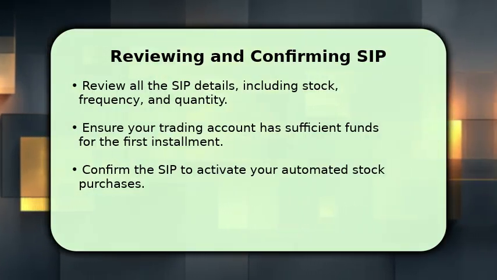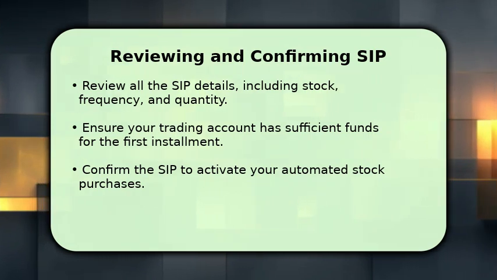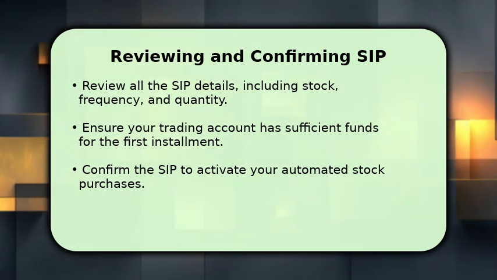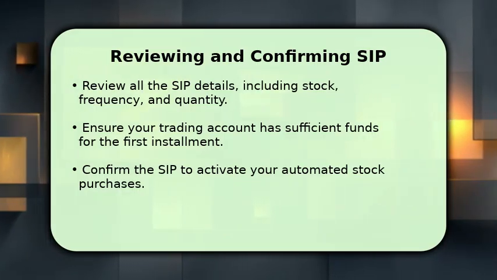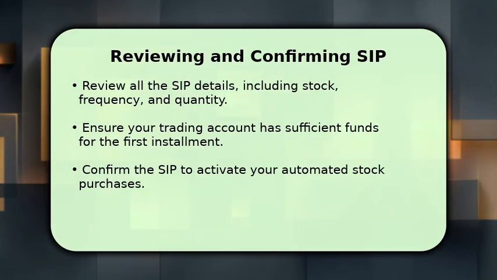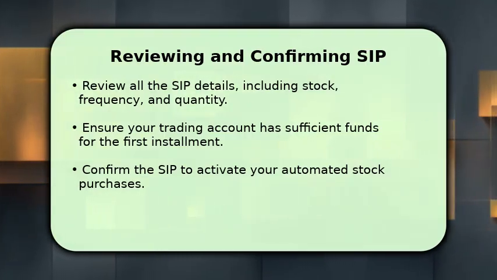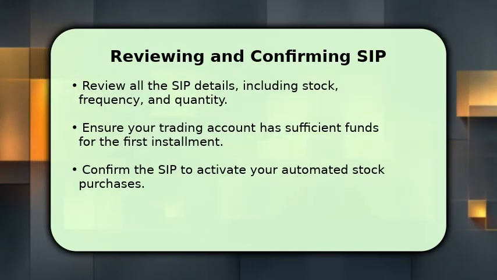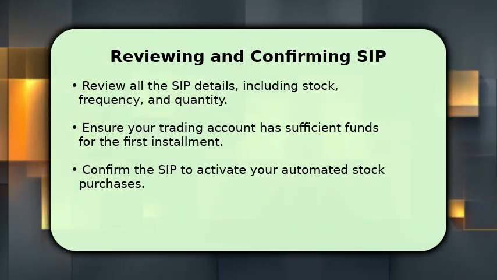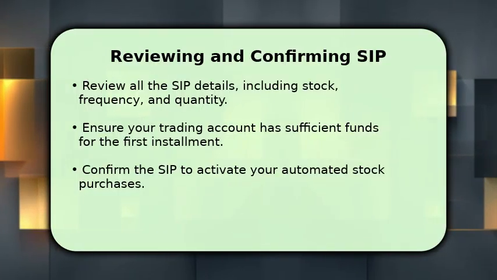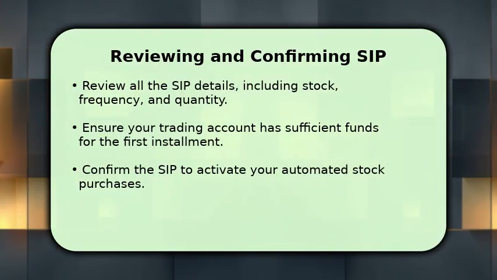Double-check the selected stock, the investment frequency, and the quantity or amount per installment to ensure accuracy. It's crucial to make sure your Zerodha trading account has enough funds to cover the first SIP installment. Once everything looks correct, confirm the SIP to activate your automated stock investment plan.